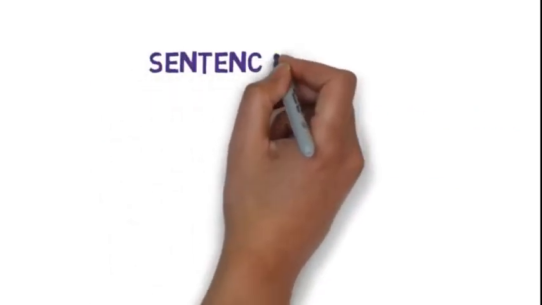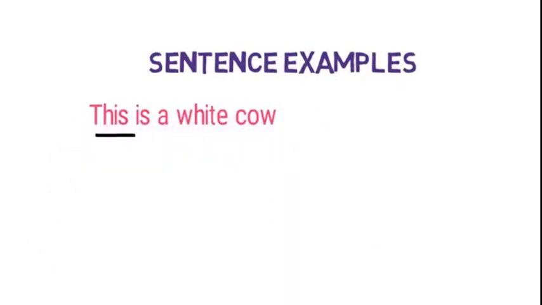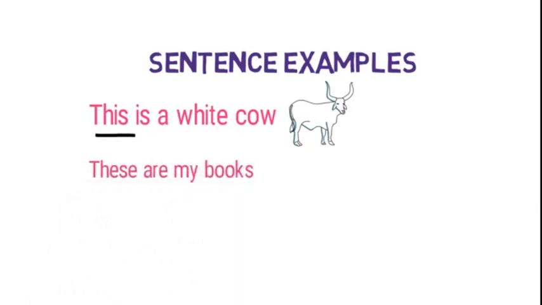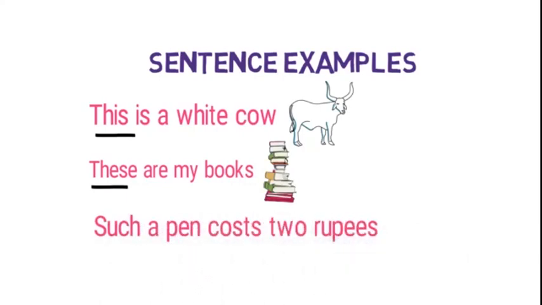Let's look into the sentence examples of them. This is a white cow. Here, this is used to point out the cow which is near. So it is a demonstrative pronoun. These are my books. Here, these is used to point out the collection of books. So it is a demonstrative pronoun. Such a pen costs 2 rupees. Here, such is used to point out a pen. So it is a demonstrative pronoun. So remember, demonstrative pronouns are used to point out something specific within a sentence.